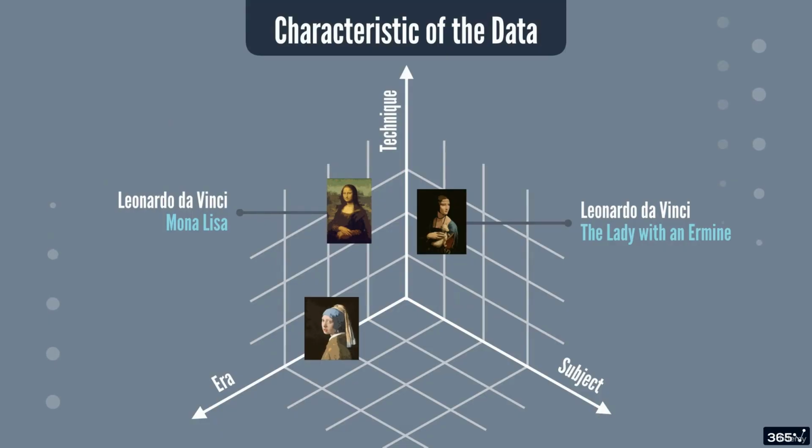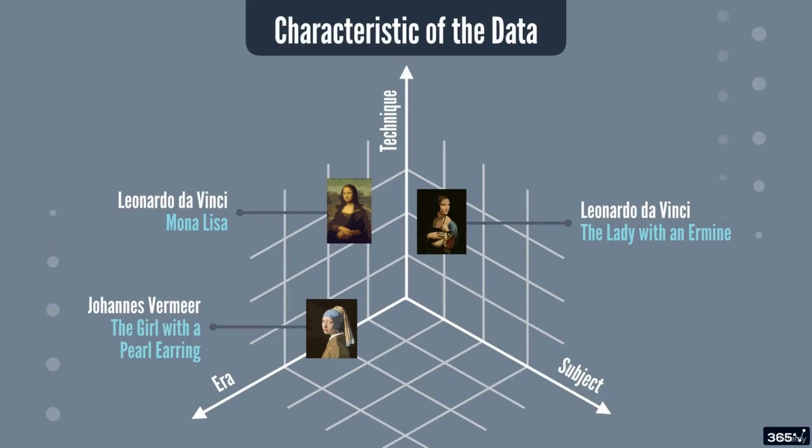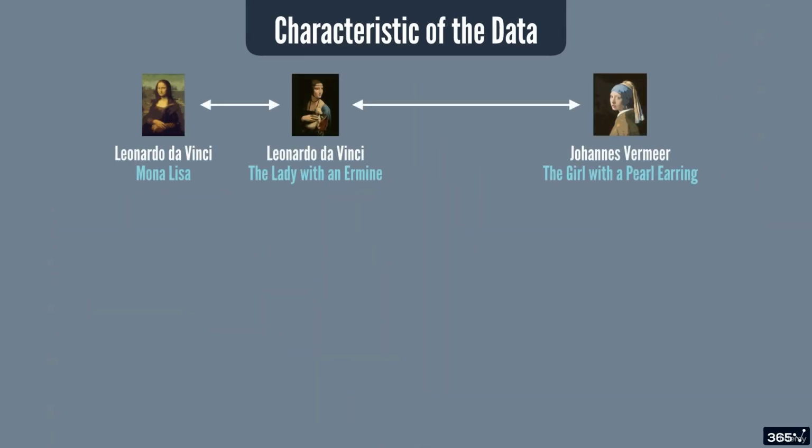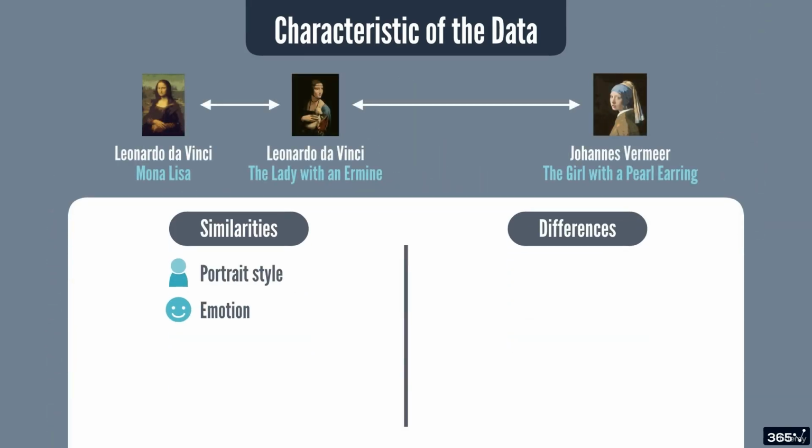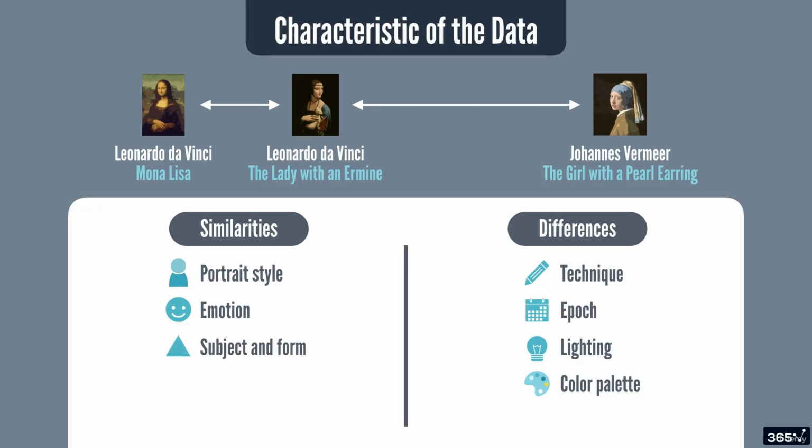Similarly, Johannes Vermeer's The Girl with a Pearl Earring, while also a portrait of a woman, sits in a slightly different part of the vector space. It shares the portrait style and the emotion evoked, but differences in the artist's technique, the Dutch Golden Age's distinct epoch, and other features like the lighting and color palette set it apart. Yet it remains relatively close to da Vinci's works because of the overarching similarities in subject and form. Observing the paintings, we can see the similarities and differences, such as the different styles. The Dutch painting is from a different era and style and has a more contemporary close frame.